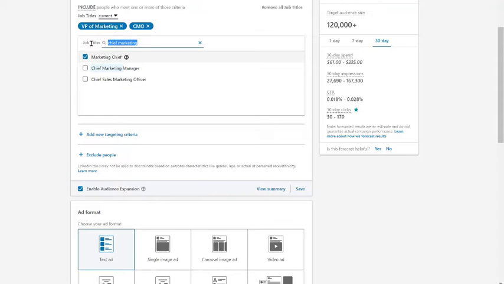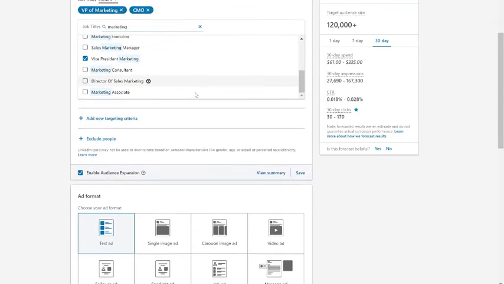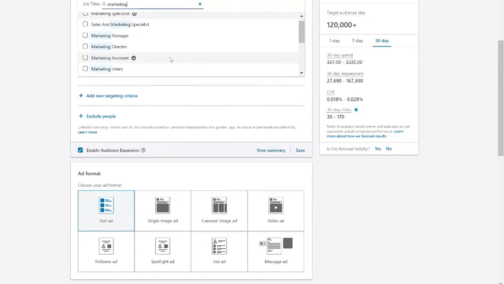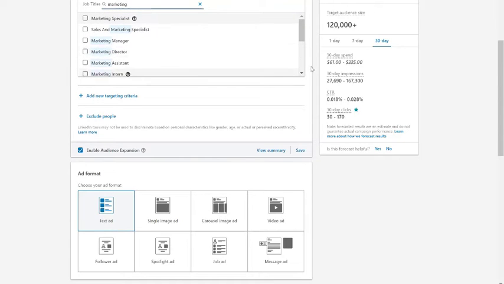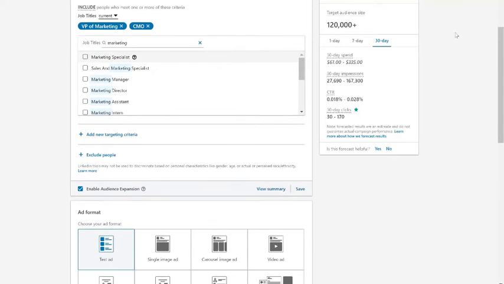So let's try just Marketing, and let's see if any VP or C-level titles happen to pop up, just to make sure we caught everything. All right, that's looking pretty good to me. And so you can see now we narrowed from 170 million down to 120,000. That's more like it. So this is a pretty good audience, and always make sure to uncheck enable audience expansion because it's absolute trash. All right, let's move on.